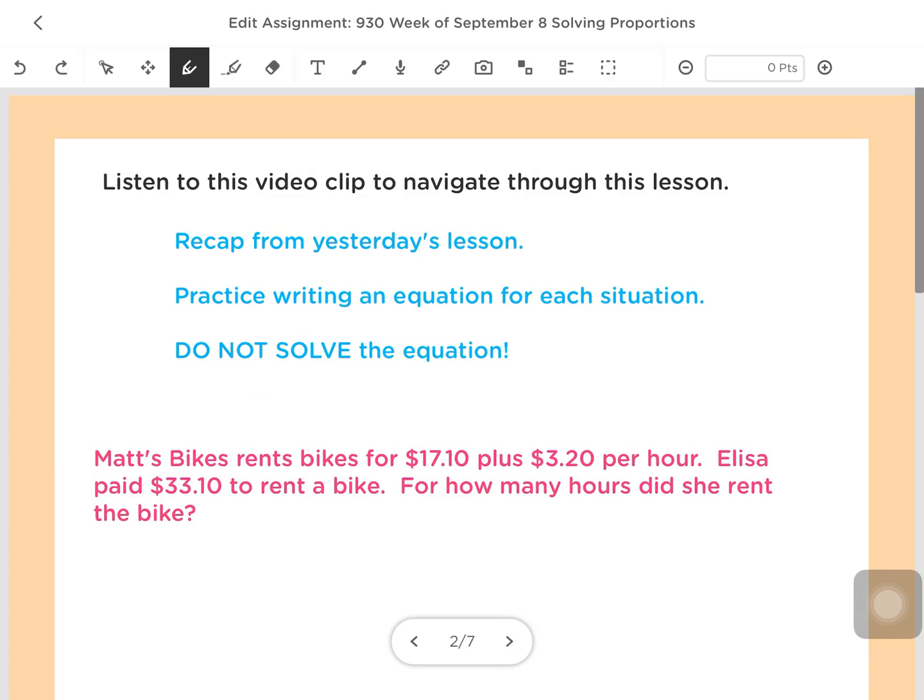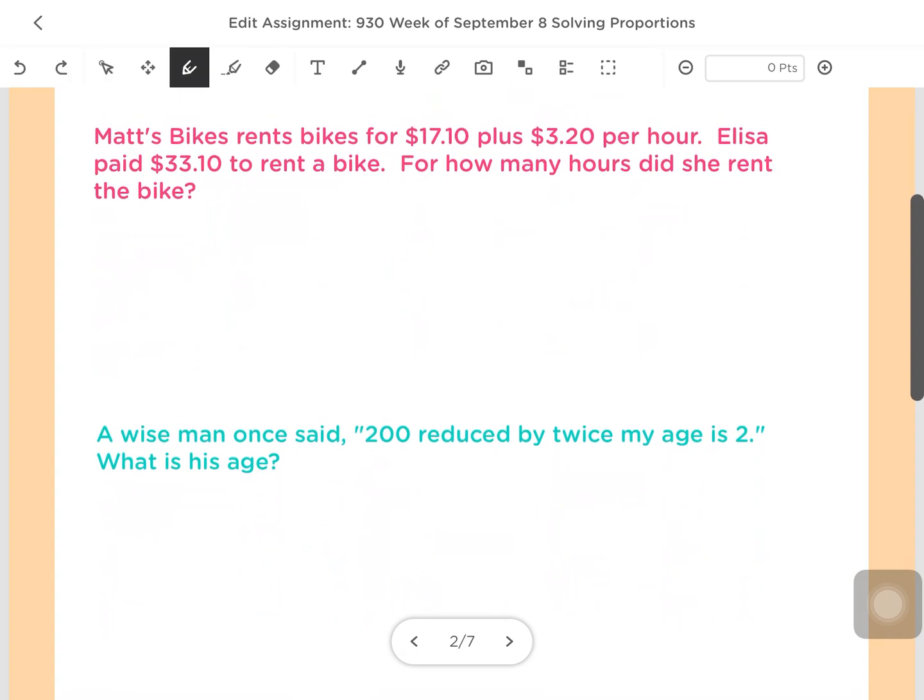So the first thing that we're going to do is try to write an equation for these two situations. We're not actually going to solve them. So I want you to take a moment to go ahead and read those. Try to write your equation. You're going to pause the video while you do that. And then once you have an equation for each one of these, you're going to go ahead and resume the video so you can see how to go through it.